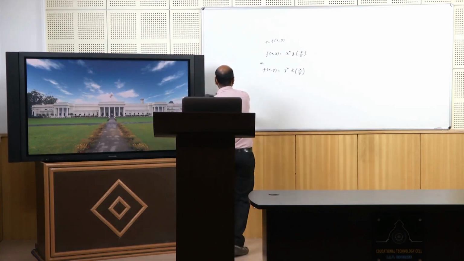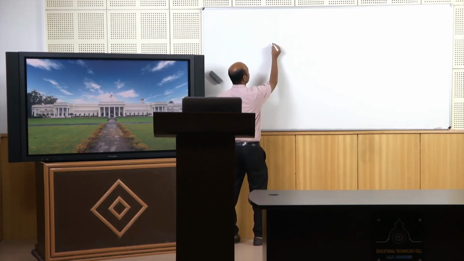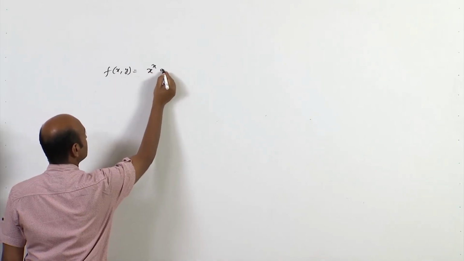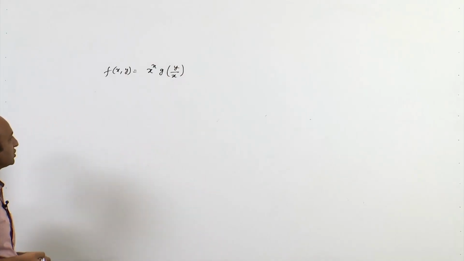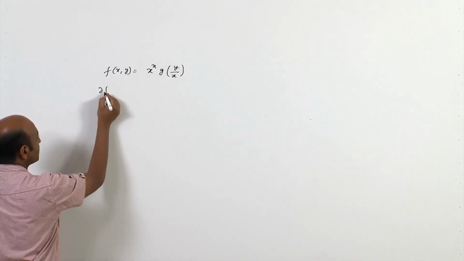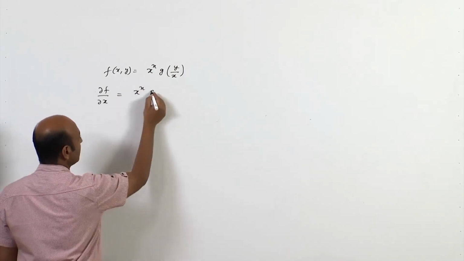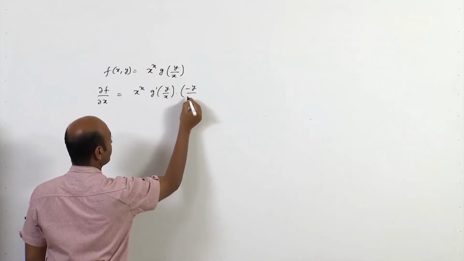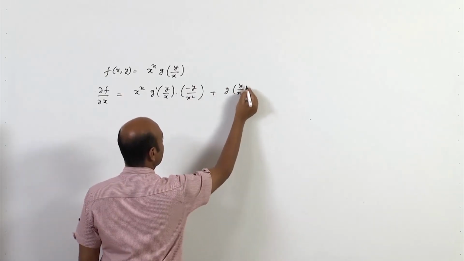So let us try to prove this theorem first. f is a homogeneous function, it is given in the statement. So f can be written as x raised to power n times g of y by x. So we are assuming f as a homogeneous function of degree n. Now what will be del f upon del x? It will be x raised to power n, first as it is, derivative of second, plus second as it is, derivative of first.